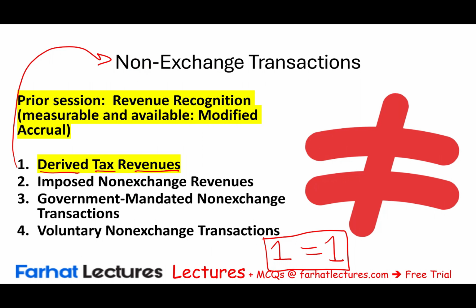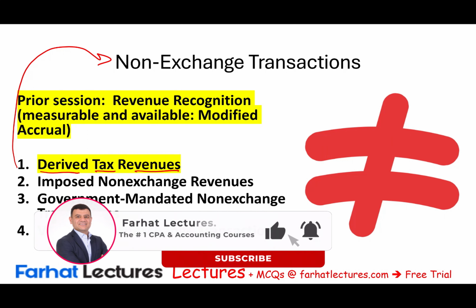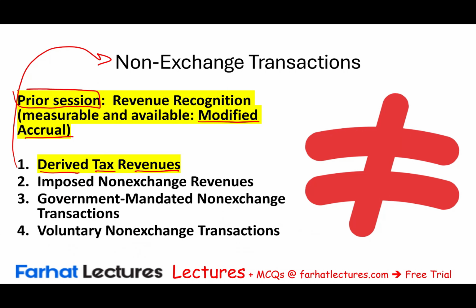One of them is derived, and this is what we will discuss today. But before we discuss it, I want to make sure you understand how we recognize revenue under the modified accrual, and this is what we looked at in the prior session. Revenue is recognized when it's measurable and available. Real quick, what does that mean? We have a whole session, but let me review it real quick.